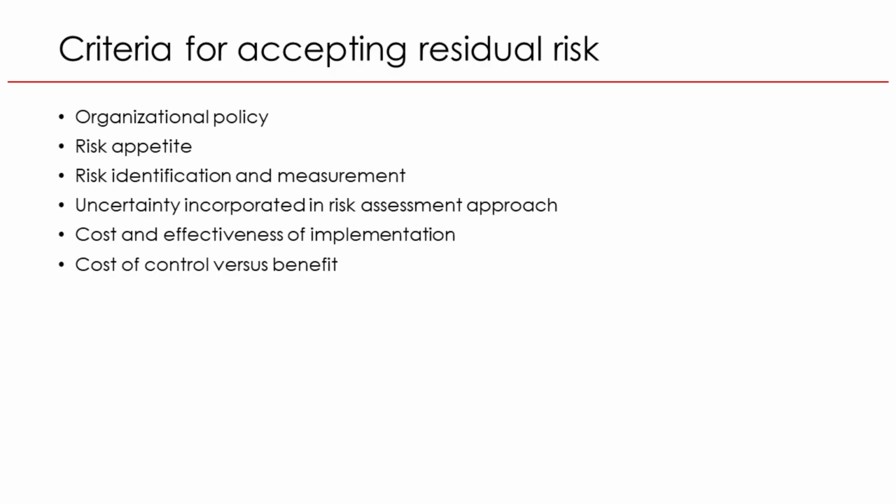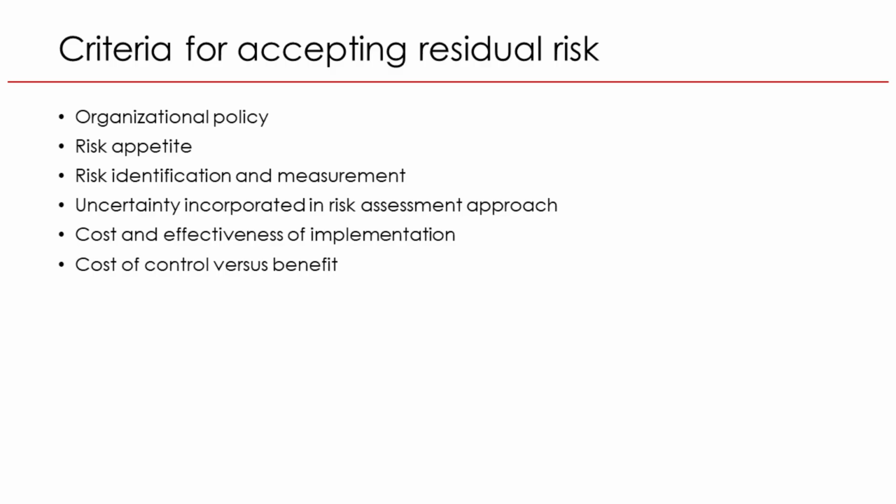Risk appetite. This is the level of risk the organization is willing to tolerate in pursuit of its goals. Example: a tech startup may accept higher system downtime risk than a hospital, where system failure could affect lives. Risk identification and measurement. Before accepting residual risk, it must be clearly identified, quantified, and documented so management fully understands the potential impact. Uncertainty and risk assessment.